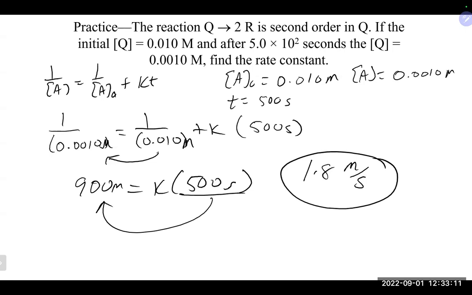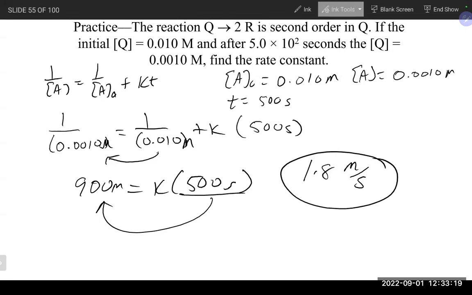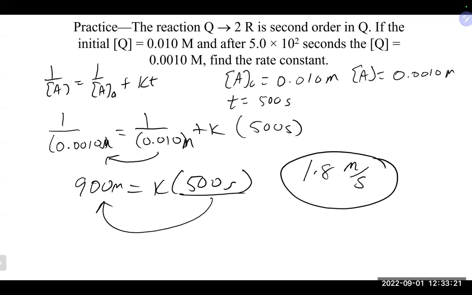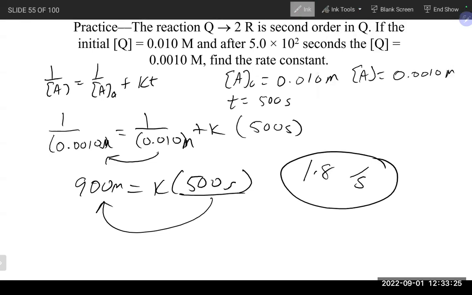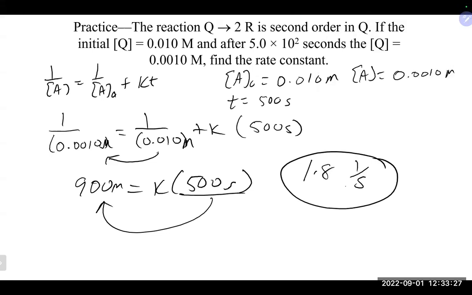Any questions on that there? I'm sorry, the molarity should be on the bottom there. Sorry about that. So it should be 1 over molar seconds would be the right way to do it.